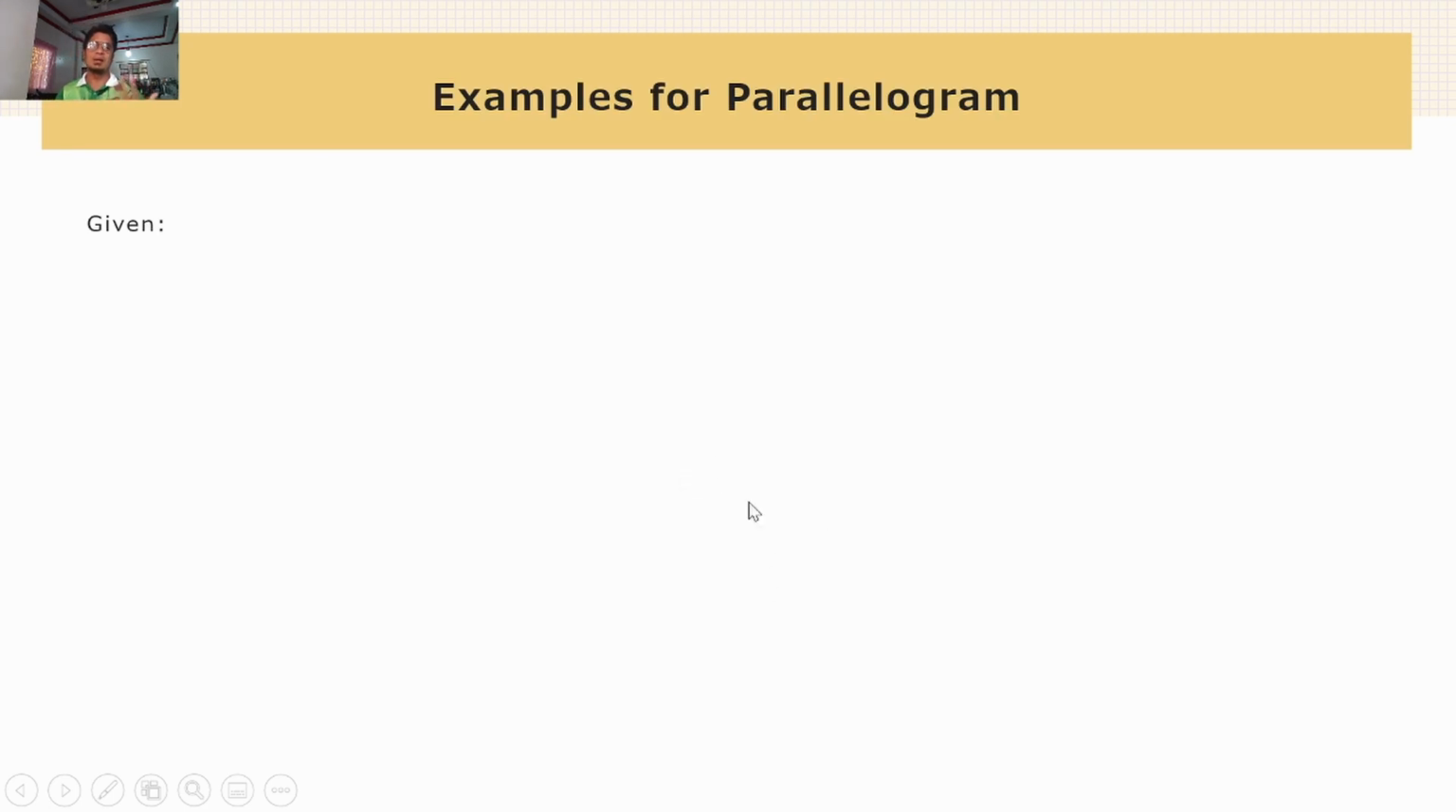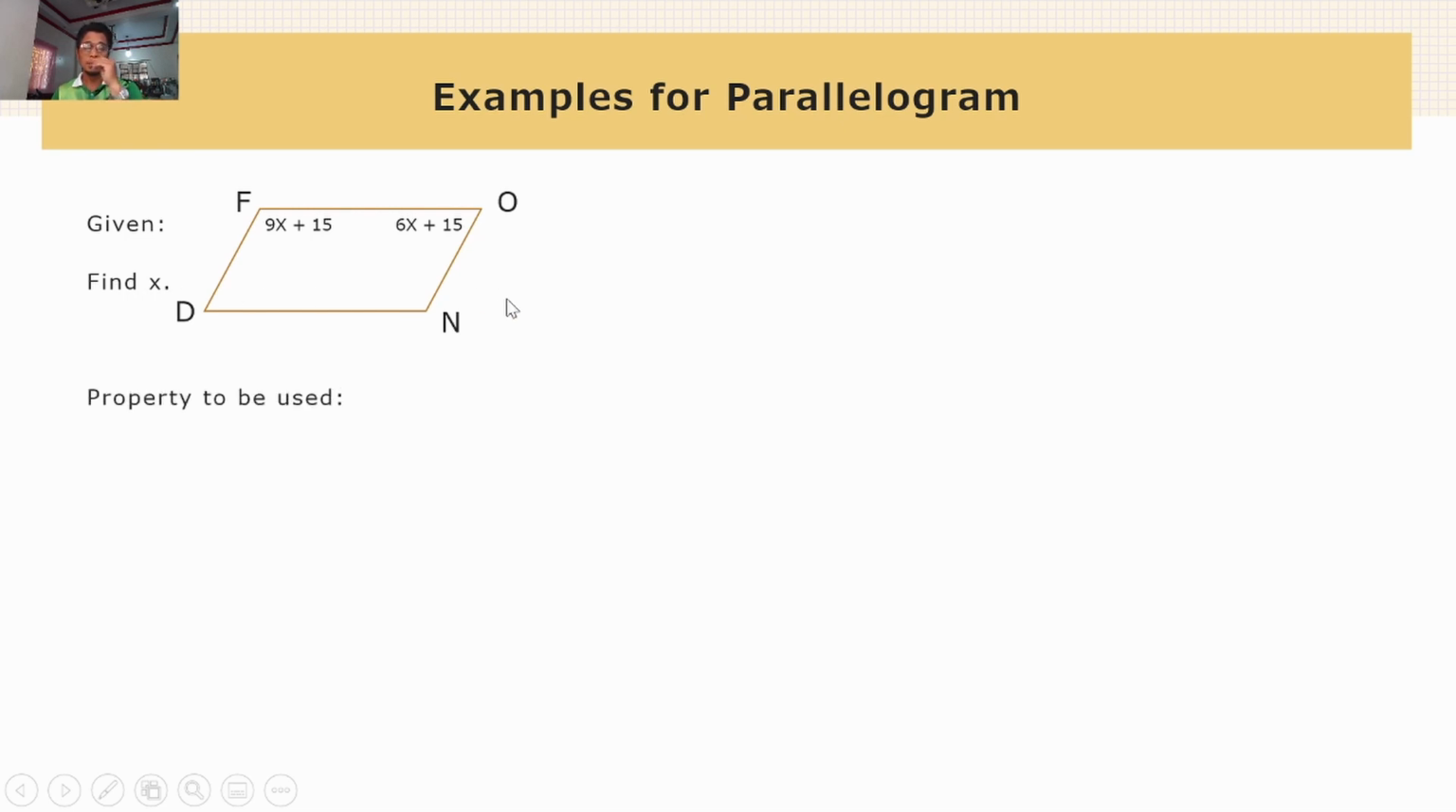Now, let's talk about an example for parallelogram. So the given is a parallelogram. Find x. We have here the measure of angle F is 9x plus 15. The measure of angle O is 6x plus 15. Now, we are looking for the value of x. Property to be used. So here, the property comes in. What property of a parallelogram can we use to solve for the missing value? The property to be used is that consecutive angles are supplementary.